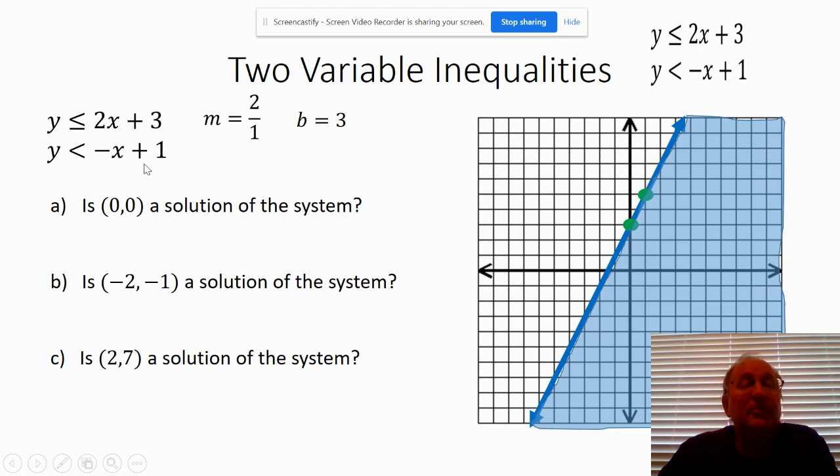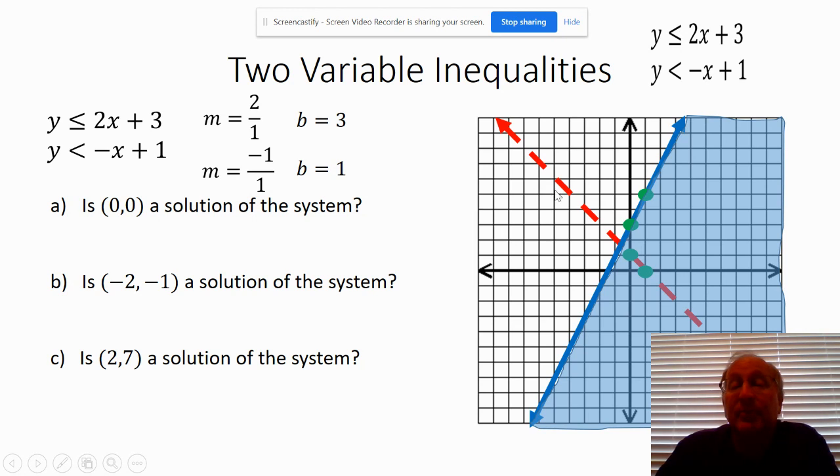All right. Now I'm going to go to the second problem. Notice it's in the form y equals mx plus b. So my slope here is negative 1 over 1, and my y-intercept is at 1. So I'm going to put a dot at the y-intercept at 1, and then I'm going to go down 1 over 1 to put the second dot like I did here. But this time, there's no bar underneath the line, so it's going to be a dotted line.